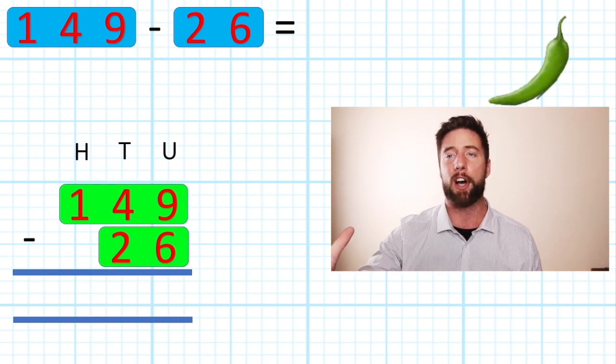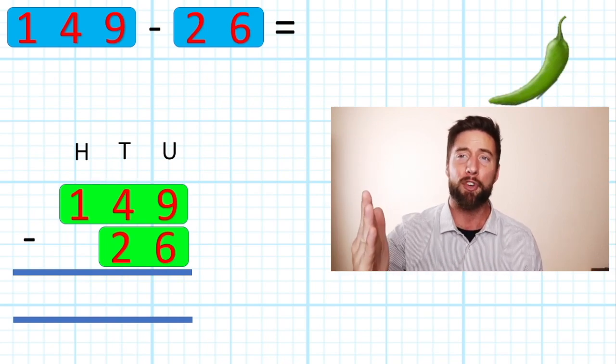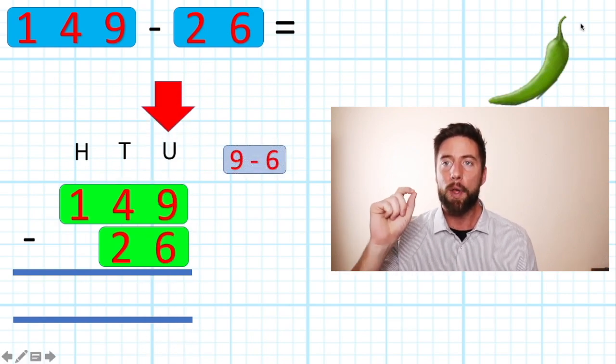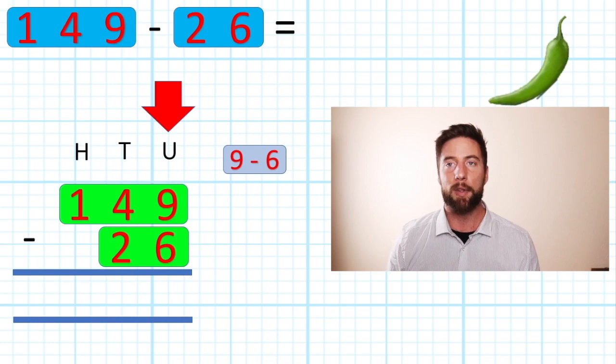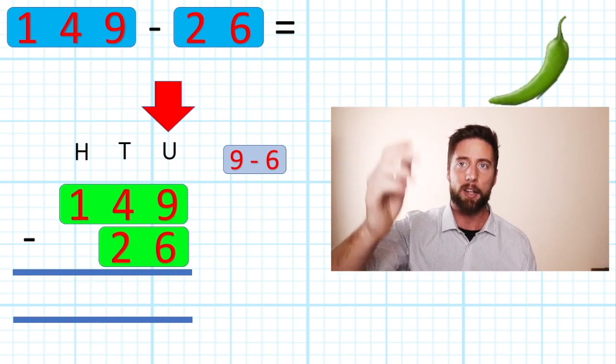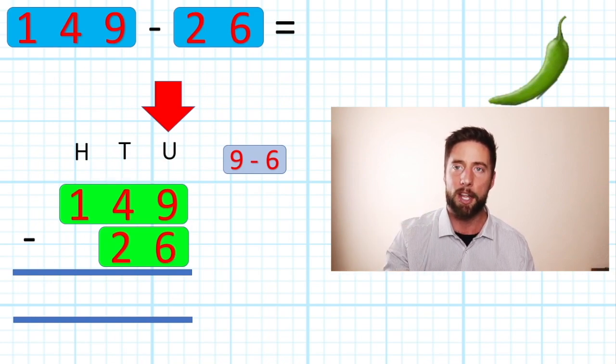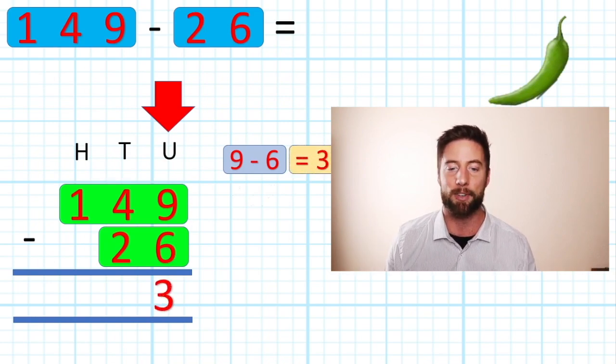If it says 149 subtract 26, it means 149 subtract 26. So where are we going to begin? Well, you should know now we are always starting with our smallest value. In this case, we have units as our smallest value, so I'm going to start there. 9 subtract 6 gives me 3. Put my 3 in my answer row.